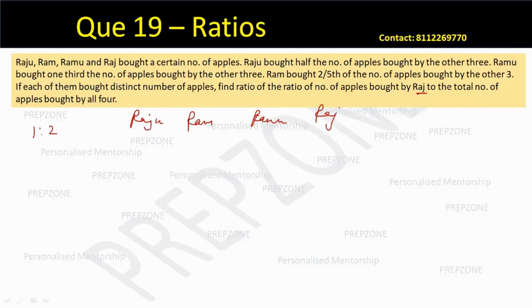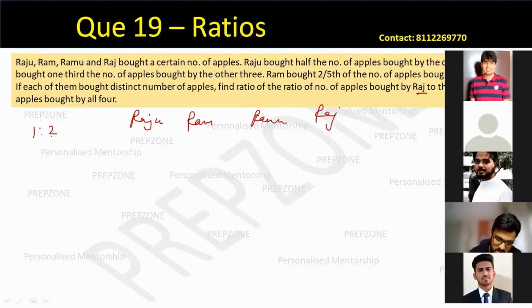So one hint that we get is, if Raju has bought half the number of apples bought by the other three, let's say the other three have bought 2x apples. So Raju has bought x apples, which means the total is 3x, right? Which means Raju has essentially bought 1/3 of the total number of apples. Similarly, if I convert every fraction into this, for example, Ramu has bought 1/3 the number of apples bought by the other three, which means 1:3. So Ramu's fraction is 1/4.